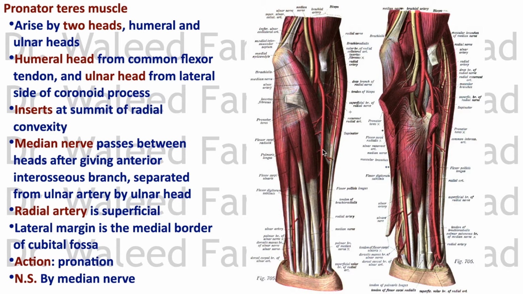The median nerve passes between the heads and is separated from the ulnar artery by the ulnar head. The radial artery is superficial and the ulnar artery is deep, as you can see here. This is the radial artery and this is the ulnar artery. The ulnar artery is deep to the pronator teres muscle. Action of the muscle, pronation by its name, and the nerve supply by the median nerve.